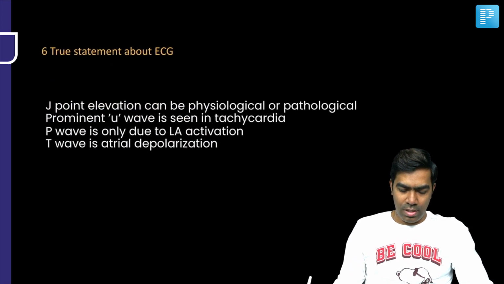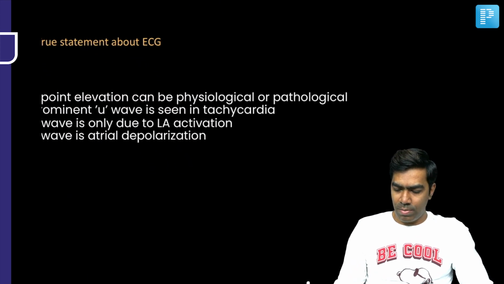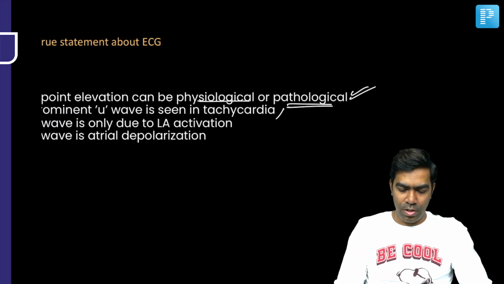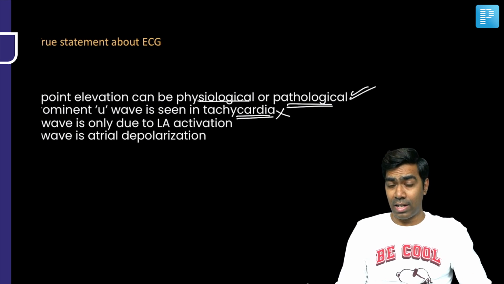Coming to question 16. True statement about ECG. J point elevation can be physiological or pathological. Absolutely right statement. It can be physiological and it can be pathological as well. And prominent U wave is seen in tachycardia. Wrong, because prominent U wave is seen in bradycardia and not tachycardia.